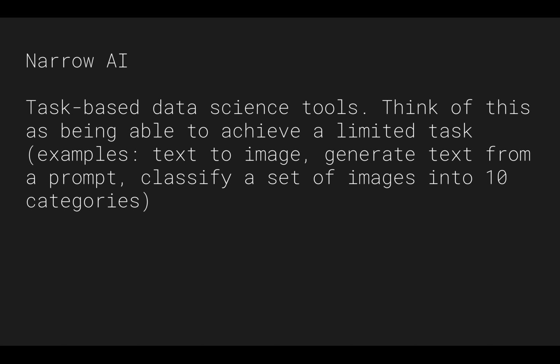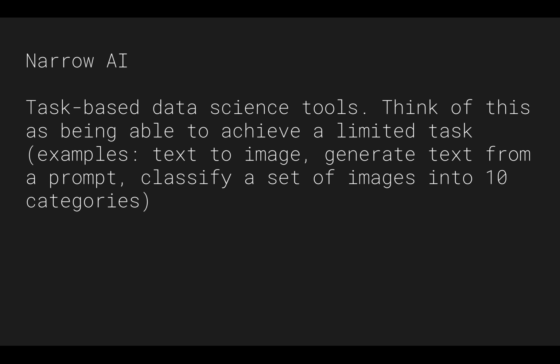or you can classify a set of images into 10, 100, 1,000 categories. The goal here is that there's an input, meaning there is something you feed into the model, whether it's text or an image or whatever, and you get something out of it. And that out of it is usually one format as well, right? It's just text, or it's just images, or it's a class.